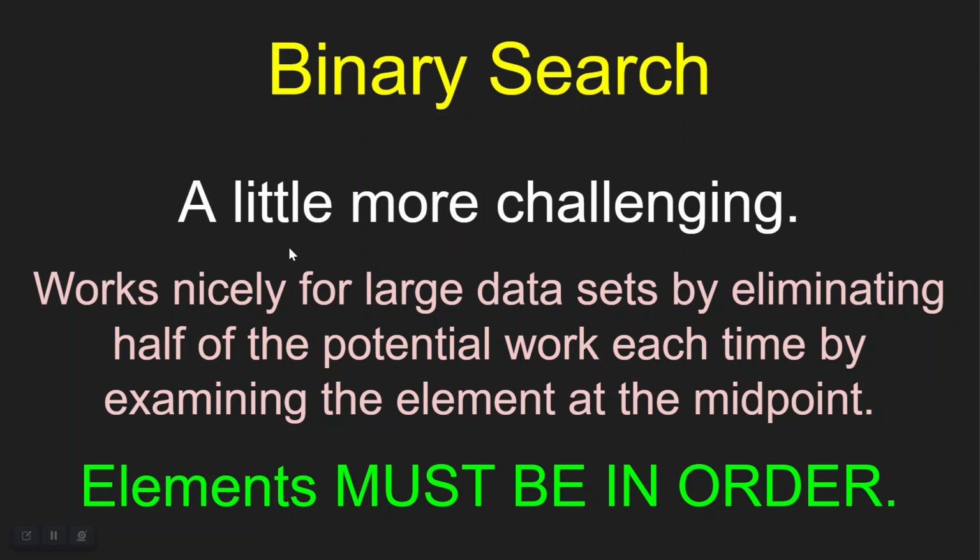However, the binary search works very nicely for large data sets because it eliminates 50% of the potential workload each time by examining the element at the midpoint. Now, the only thing is, a binary search only works if your elements are in order. If you have an unsorted array or array list, whether it's numbers or strings, if it's not in numerical order or alphabetical order, or even reverse numerical order or reverse alphabetical order, if it's not somehow ordered, then the binary search will not work.